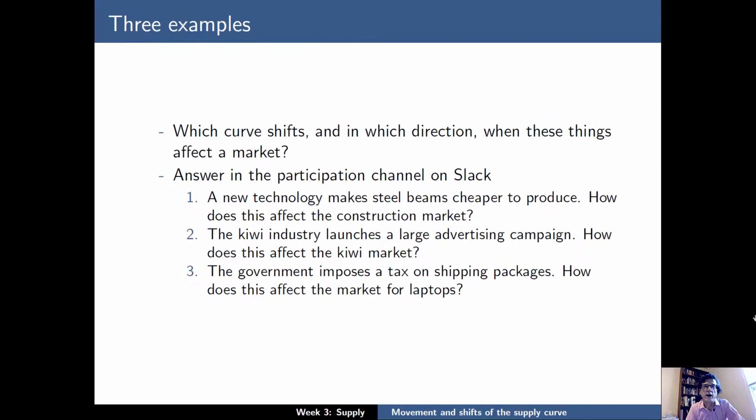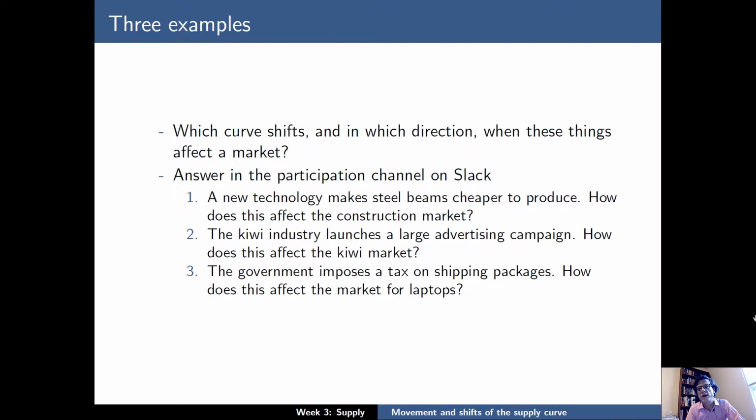Now, I'll give you 3 examples here. You can answer this in the participation area of Slack. Go ahead and give your best answer of which curve shifts and in which direction, left or right, the curve shifts. So, for example, if a new technology makes steel beams cheaper to produce, how does this affect the construction market? Or if the kiwi industry launches a large advertising campaign, how would this affect the kiwi market?